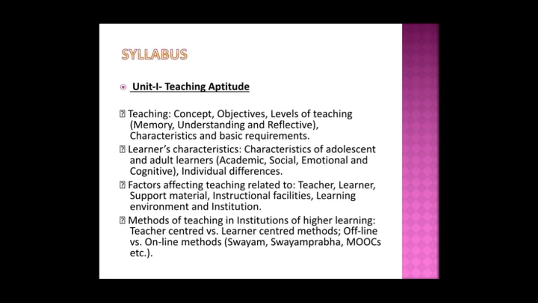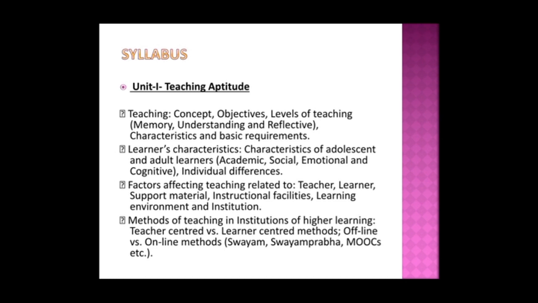The second one is learners' characteristics. Learners, those who are learning, their characteristics are also important. Characteristics of adolescent and adult learners: academic, social, emotional and cognitive, and individual differences. Of course this is very important. One teacher should know their students' abilities. Different individuals have different abilities, their negative and positive sides, their academic level and social behavior; all are dependent on learners' characteristics.